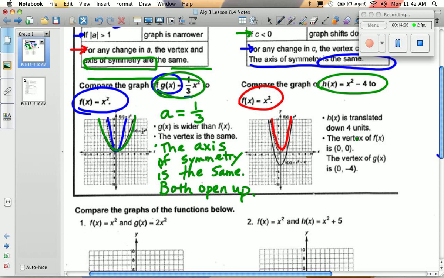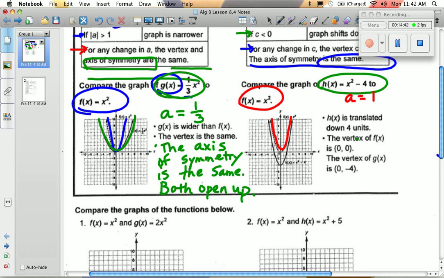And now we're going to say what happens, because did the a value change? No. The b value. So if the a value doesn't change, is that going to make it wider or skinnier? No. These are going to be deceiving though, because it looks like it got wider, doesn't it? The only reason it looks like it got wider is because it drops down. Because a is actually equal to 1 in this, so it doesn't get any wider or any skinnier. In fact, it still opens up and it's really got the same width.